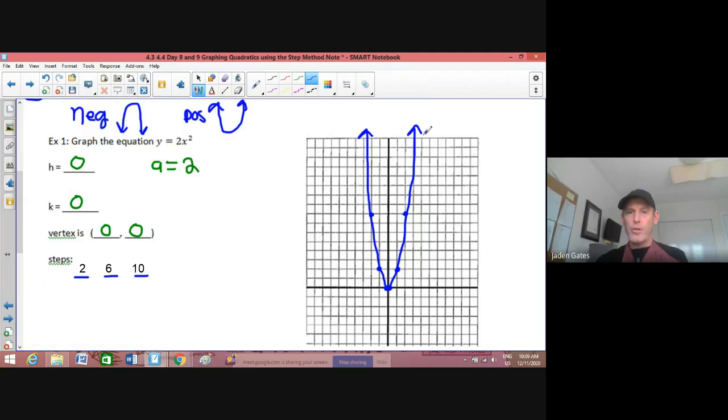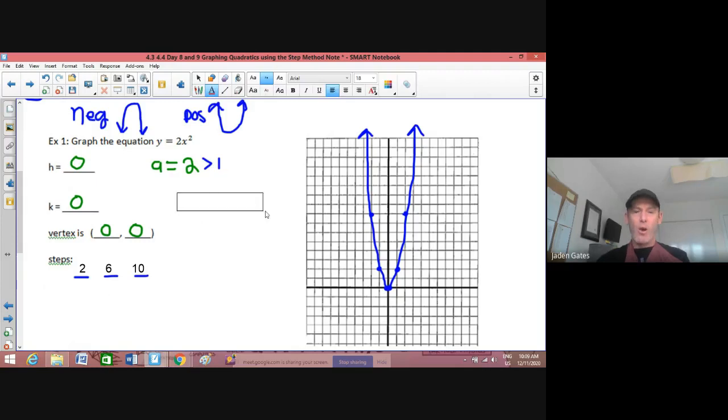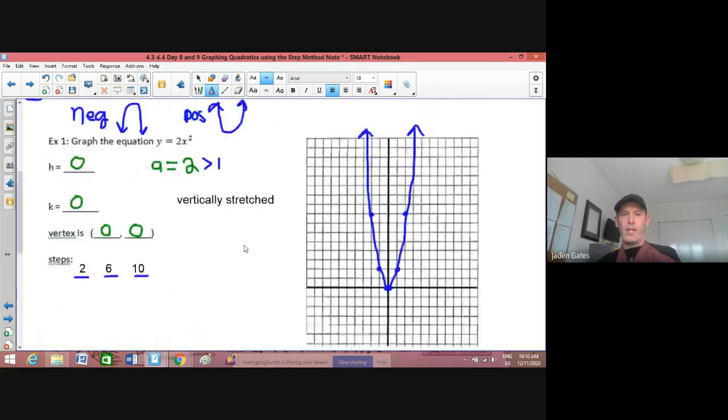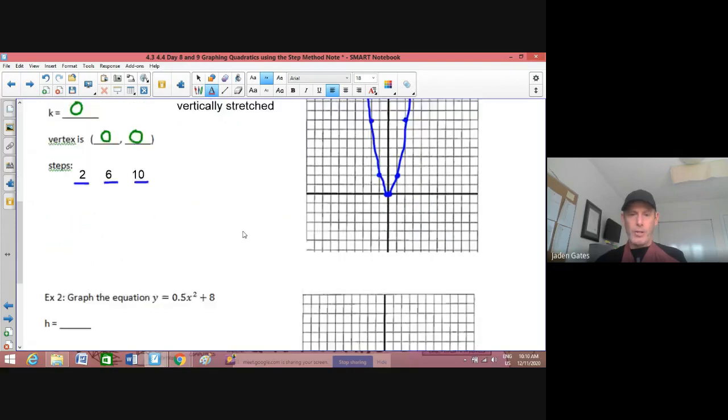And again, 2 ways you can see this. My a value is greater than 1. But look at the graph. It's more narrow. It's been stretched. In fact, it's been vertically stretched. There we go. All right, so there's our vertically stretched parabola, a little different than our original. But again, see how our a value is positive? Positive 2, it opens up. All right, so here we go.